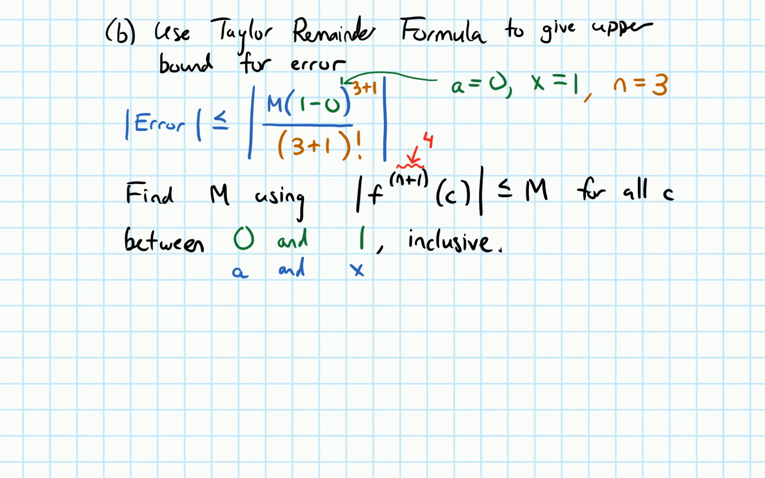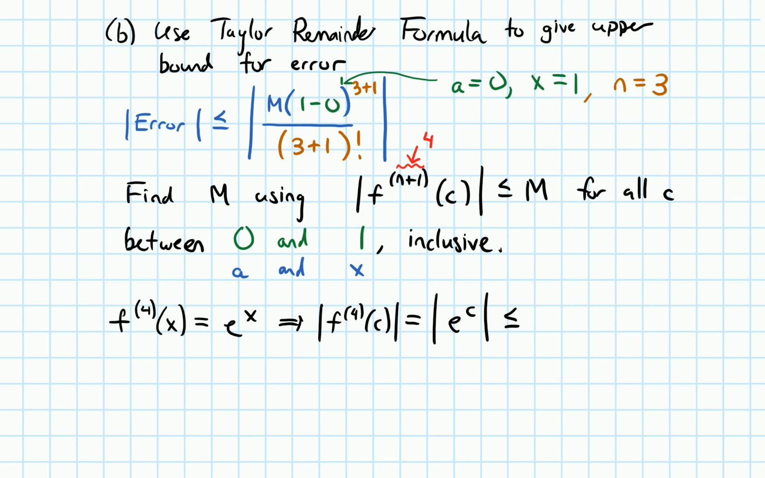To get a feel for what M might be, we need to take the fourth derivative. But because we were just dealing with e to the x, all the derivatives are easy. The fourth derivative is also going to be e to the x. Now let's plug in c. The absolute value of the fourth derivative evaluated at c is going to be the absolute value of e to the c, because I'm just plugging the c in for the x. So what is this always less than or equal to, between 0 and 1, inclusive?